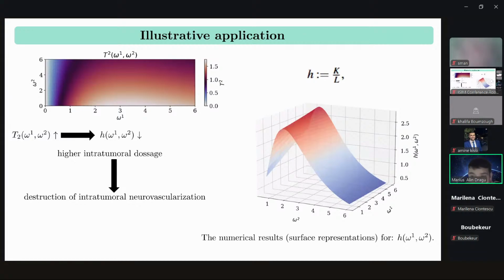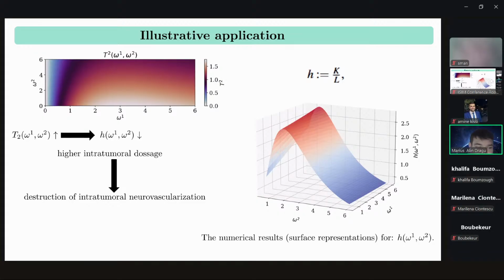In this figure 2, we have the numerical results for H, which is the state function, H of omega 1 and omega 2. One can see the treatment effect. Once the concentration of chemotherapeutic drugs starts to increase, the tumoral tissue H starts to decrease. The drug action can explain the phenomenon. Higher intratumoral dosage enhances the destruction of cancer cell neovascularization, resulting in tumor cell death.